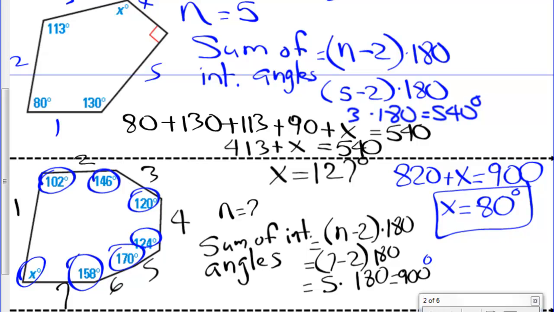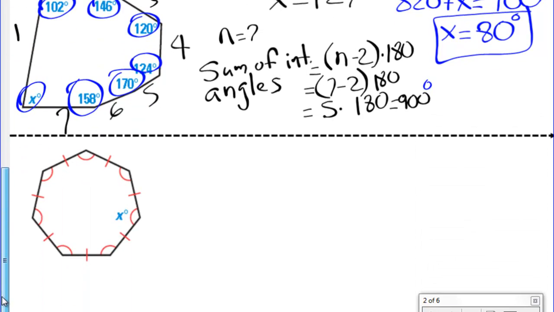Okay, let's do the next problem. So the next problem is a special shape. We have a polygon that's called a regular polygon. And it's regular because the sides are congruent and the interior angles are congruent. So one angle is given to be x, but because the angles are congruent, I know that each of these is x degrees.